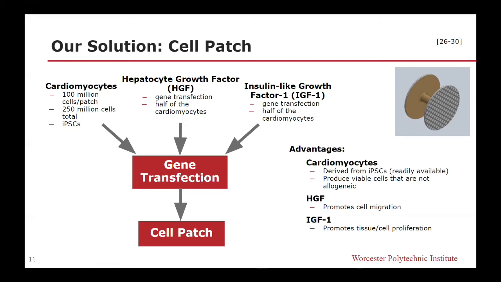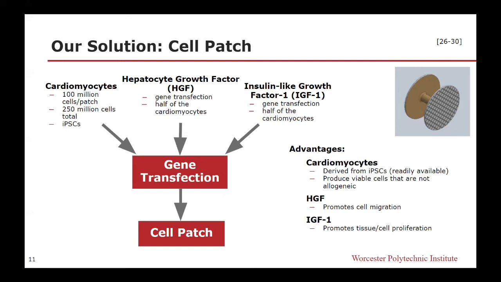The cells will be cultured, and then gene transfection will be performed to incorporate the DNA of HGF into half the cardiomyocytes and the DNA of IGF-1 into the other half, and then they are seeded onto the scaffold. Gene transfection is a process of opening pores into cell membranes in order to introduce genetic material into cells, which in this case means introducing the DNA of HGF and IGF-1 into cardiomyocytes.